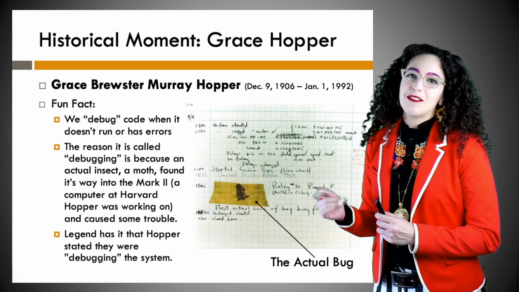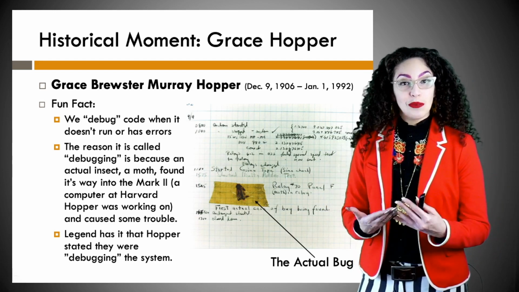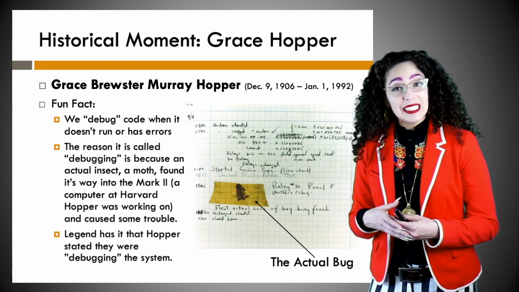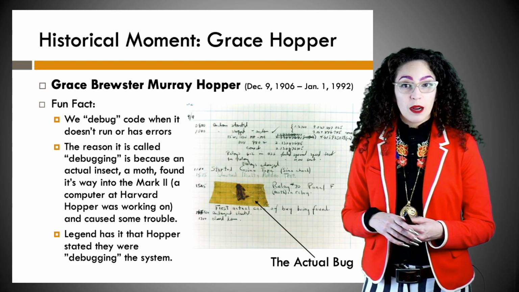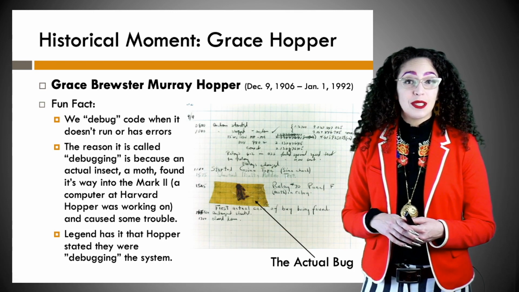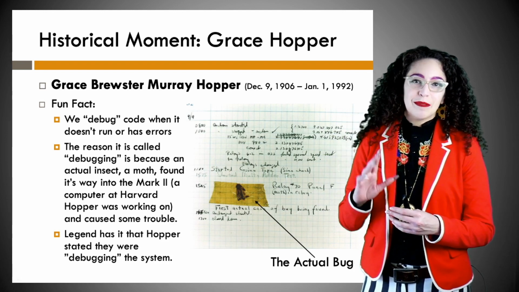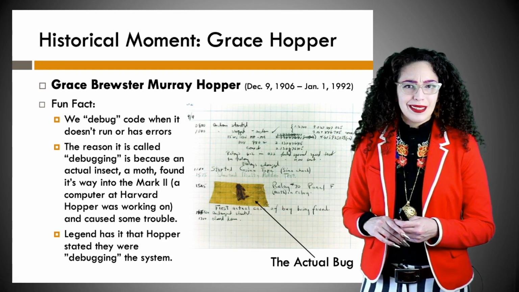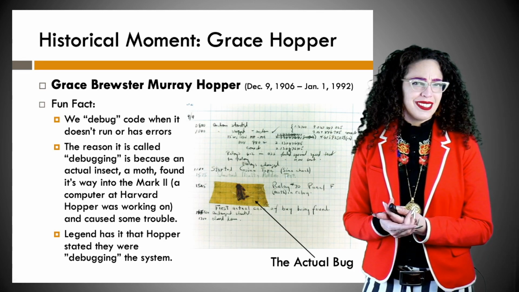Now here's the fun fact about that debugging. We debug code when it doesn't run or when it has errors. The reason it's called debugging is because an actual insect, a moth, found its way in Mark II, a computer at Harvard Hopper was working on, and caused some trouble. Legend has it was Hopper that stated that they were debugging the system. Now, there have been other accounts of people using that term before she did, but hey, it's a good story. Let's keep up with the lore. Here is the actual bug. Now back to our regularly scheduled programming.